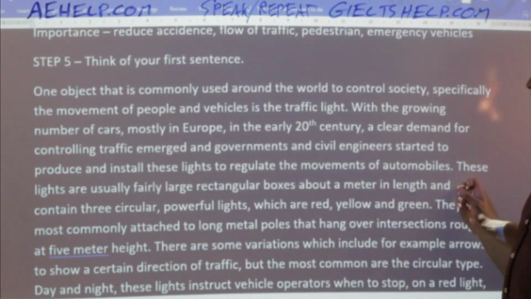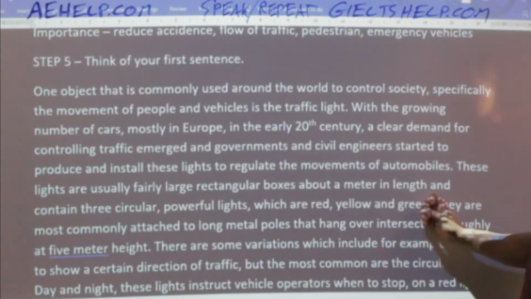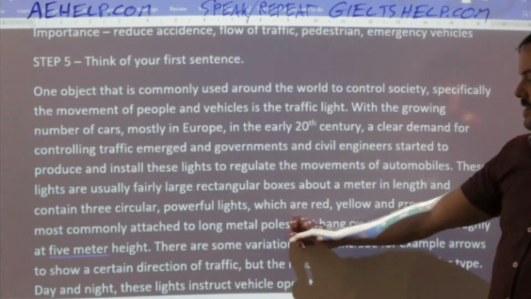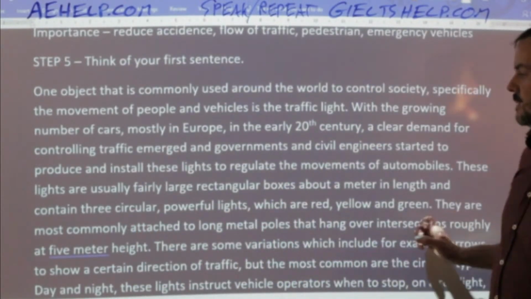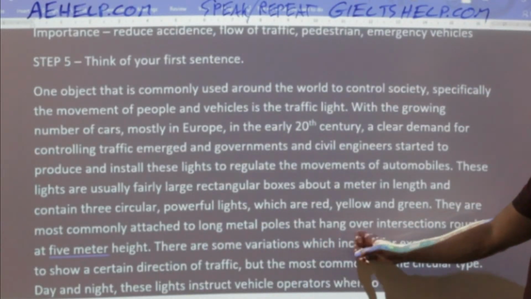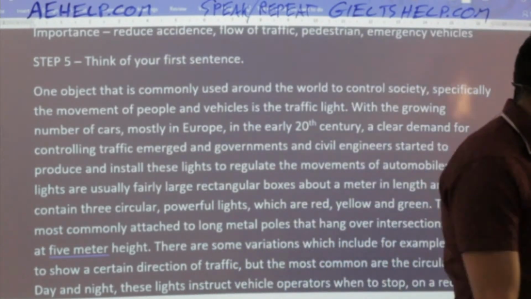of automobiles. These lights are usually fairly large rectangular boxes, about a meter in length, and contain 3 circular, powerful lights, which are red, yellow, and green. They are most commonly attached to long metal poles that hang over the intersection, roughly at 5 meters height.